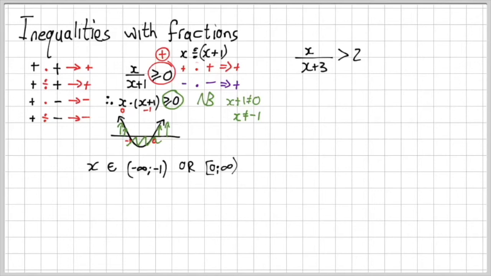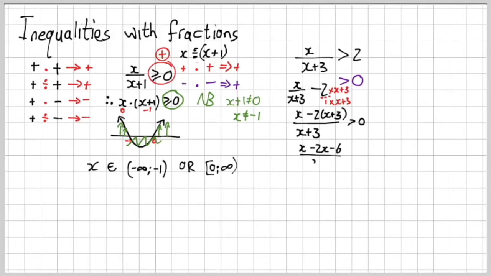Well, I want 0 on the right-hand side. So I'm going to bring over that 2, and it becomes a negative 2. Now I need to put on the LCD, which is x plus 3. So to get the 2 over x plus 3, I need to times top and bottom by x plus 3, and that leads me to the following expression. I'm going to now simplify this expression. I'm multiplying out. And that leads me at the top to negative x minus 6 over x plus 3 greater than 0.